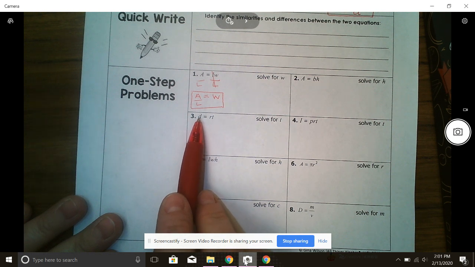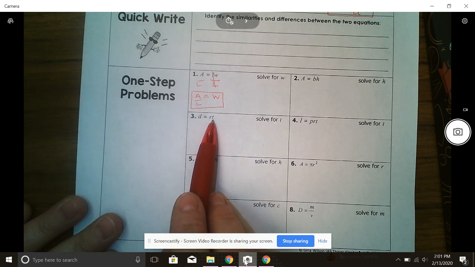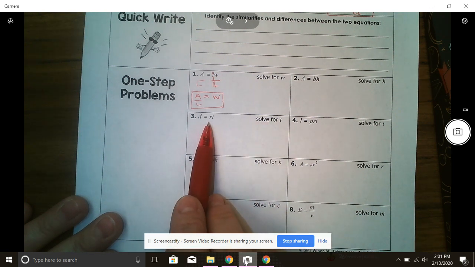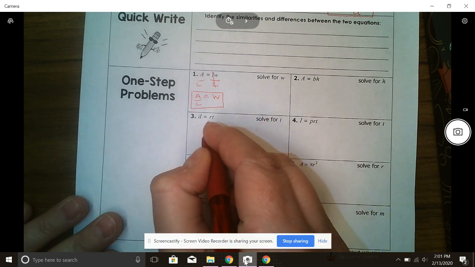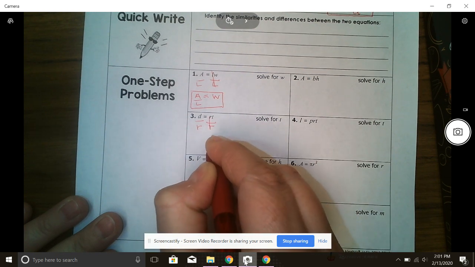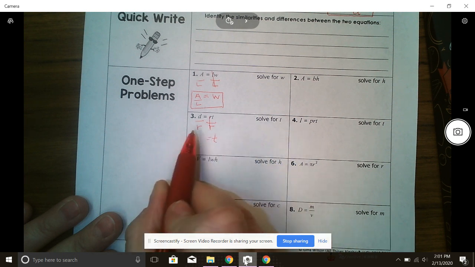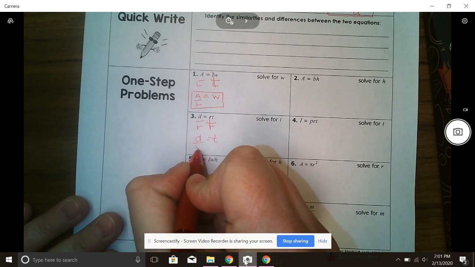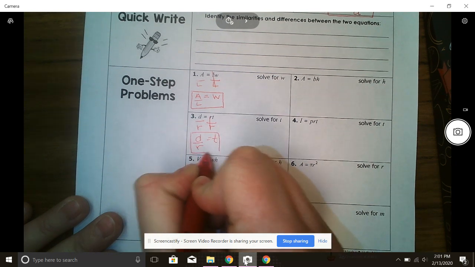On to number 3. This is the formula for distance equals rate times time, speed times time. We're going to rewrite it in terms of time. Well, the rate of speed is multiplying time, so to get rid of it, I divide. And now I have time all by itself, and the left side of the equation is now distance divided by rate of speed.